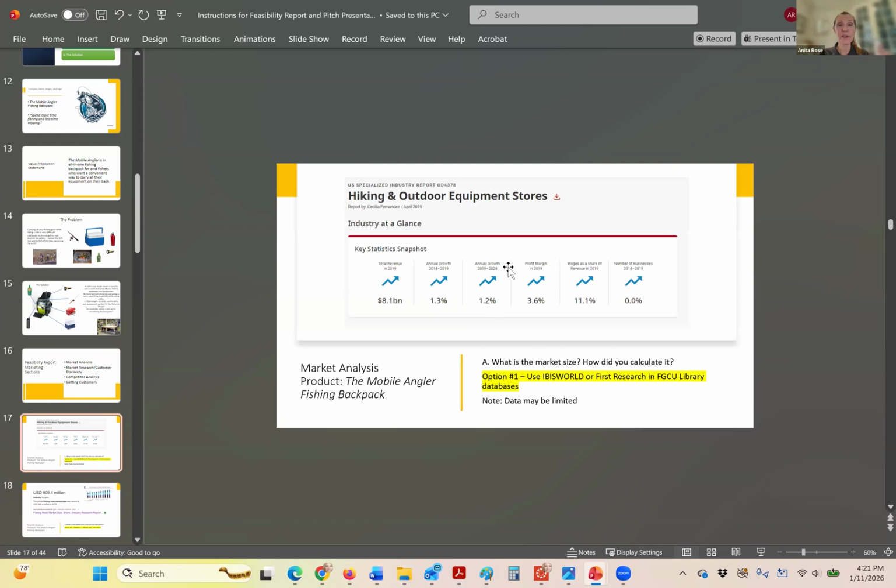All right, so here we want to look at the market. This is the hiking and outdoor equipment stores market. IBIS World is a good source for that, but you will be going into the library, the FGC library guides to find resources to help you. I like IBIS World because it's chock full of good information. Sometimes the data is limited, but in specific areas, we try to find something as close as possible to help us with our report.